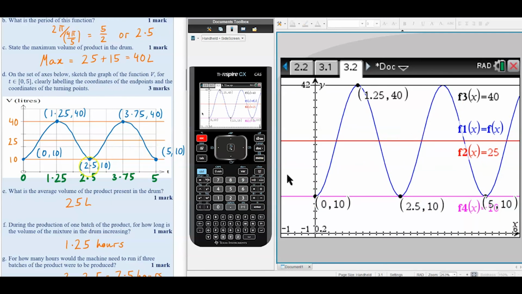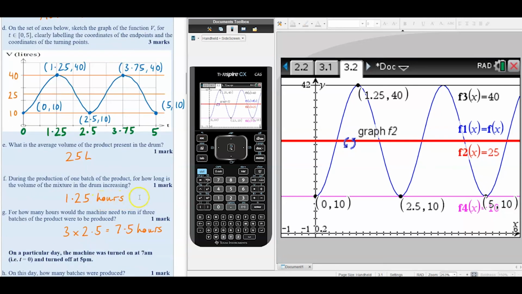We can see there's symmetry occurring as well. So the midpoint between 2.5 and 0 is 1.25. We can find that on our CAS here, but we could have calculated that without the use of our CAS. So what is the average volume of the product present in the drum? So if we're cutting off at this point of 5 hours, and we're looking at the average volume, it is above our midline for the same amount of time as it is below the midline, meaning that the average is simply going to be 25 litres.